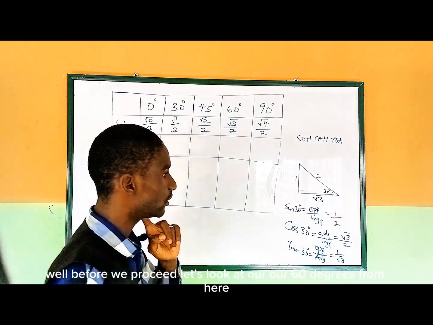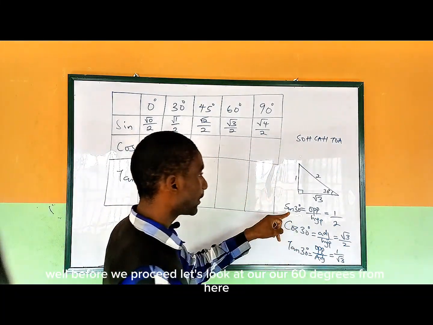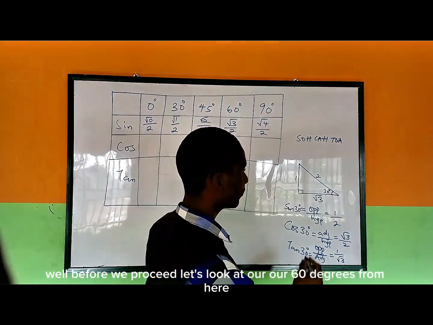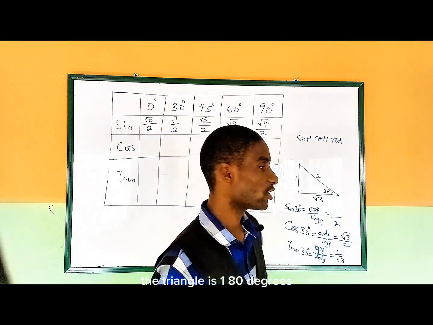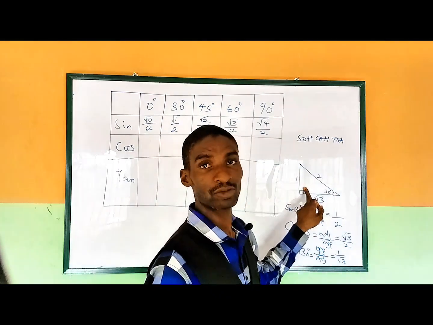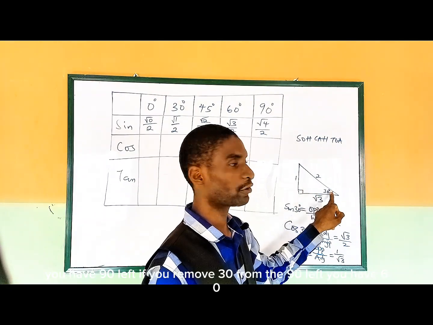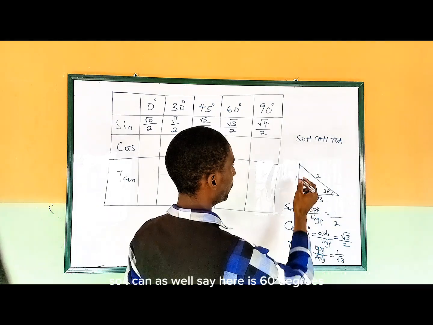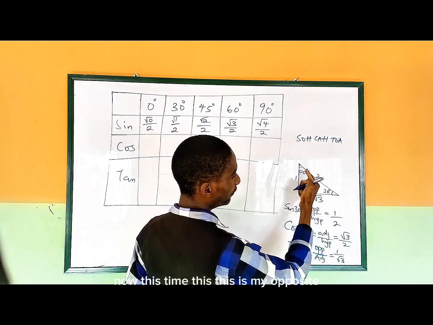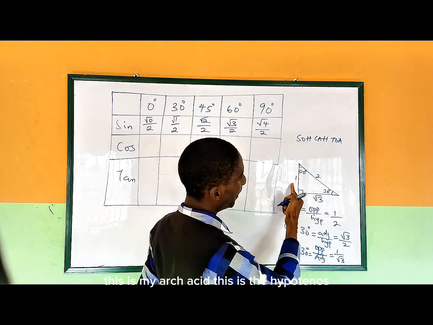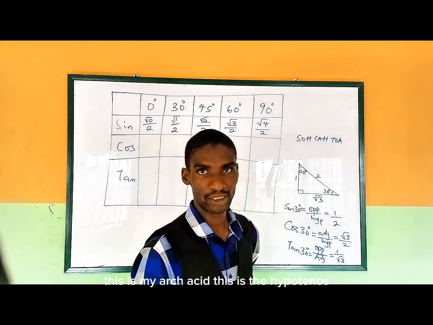But before we proceed, let's look at our angle 60 degrees from here. The sum of angles in a triangle is 180 degrees. So if you remove 90, you have 90 left. If you remove 30 from the 90 left, you have 60. So I can as well say here is 60 degrees. Now this time, this is my opposite, this is my adjacent, this is the hypotenuse.